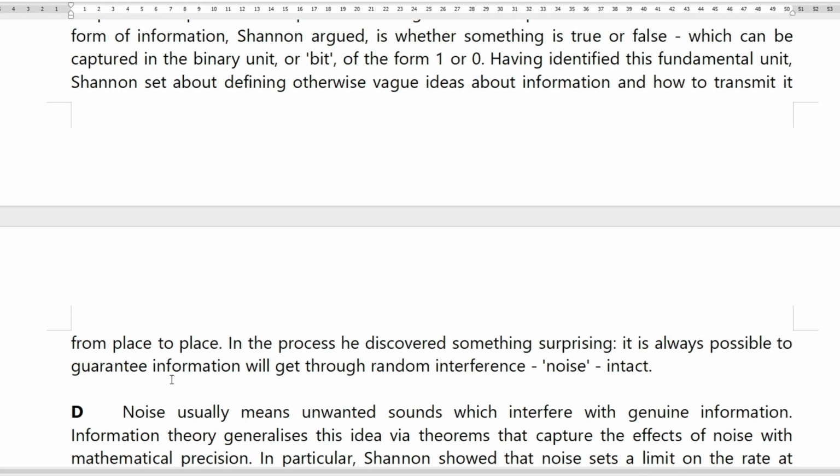It is always possible to guarantee information we'll get. So it is always possible to guarantee information we'll get through random interference, noise intact.